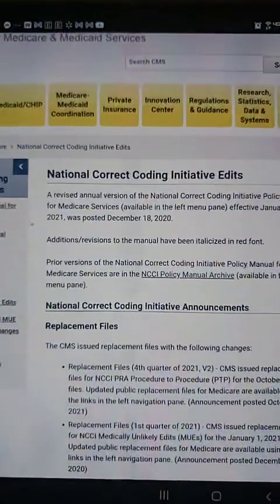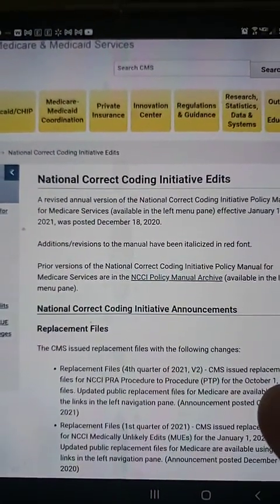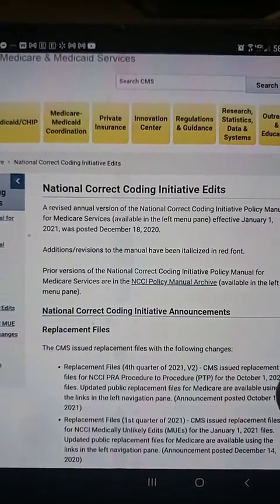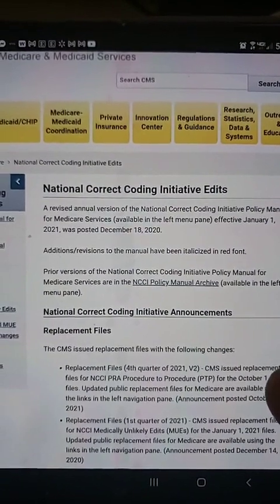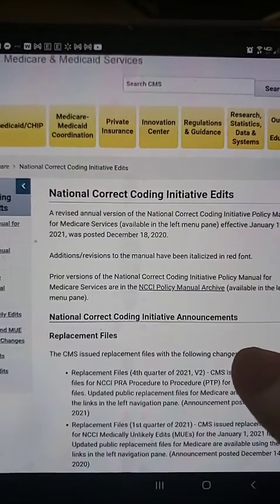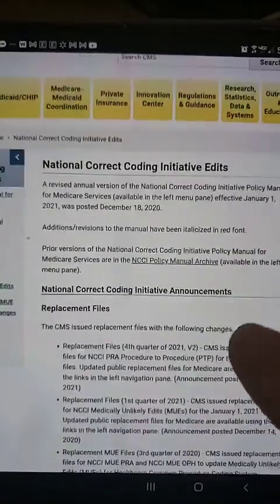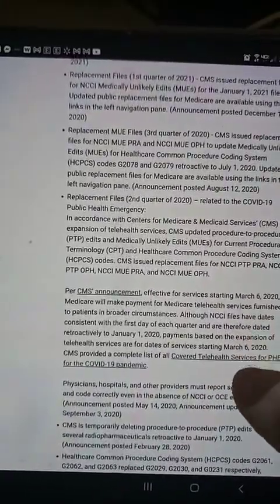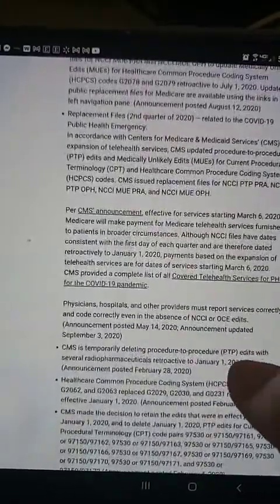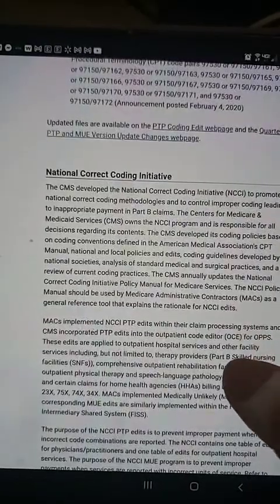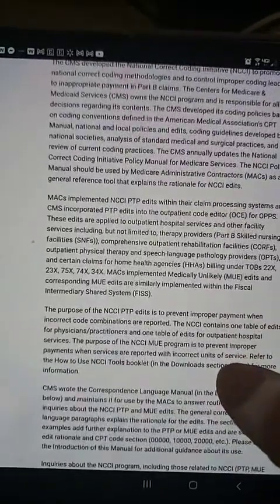There's also the National Correct Coding Initiative. That could be probably what you're looking for. They have policies and procedures. They're all listed on the CMS website. So is the workman's comp one. Kind of like MIPS.